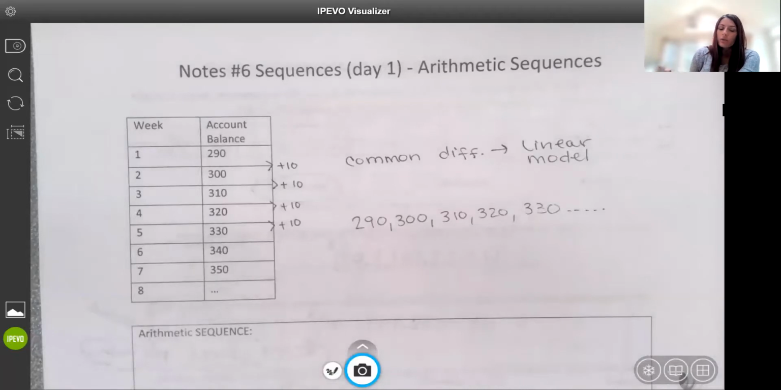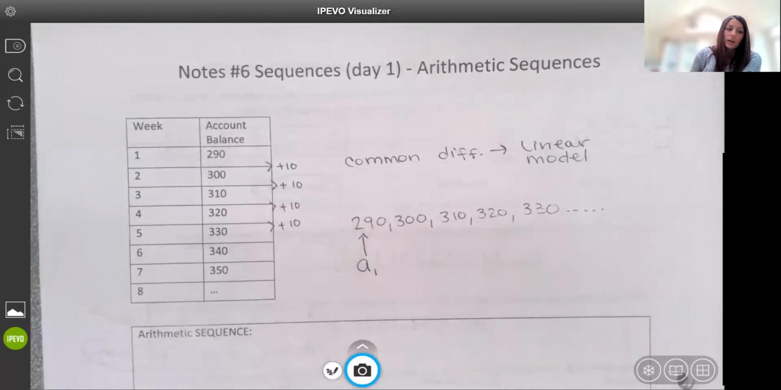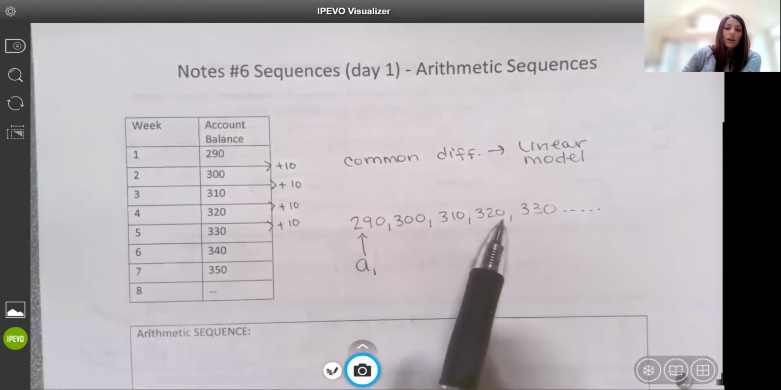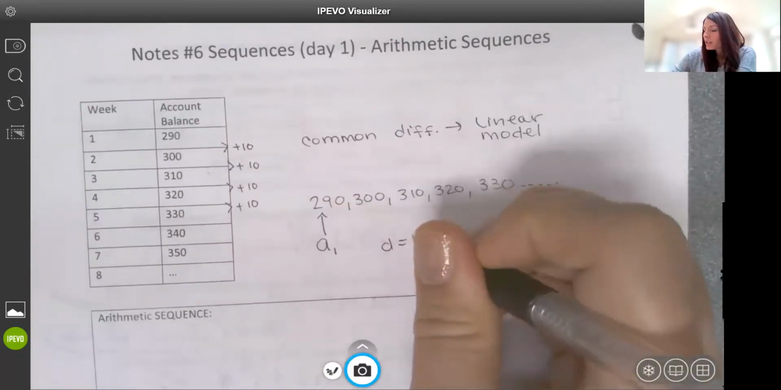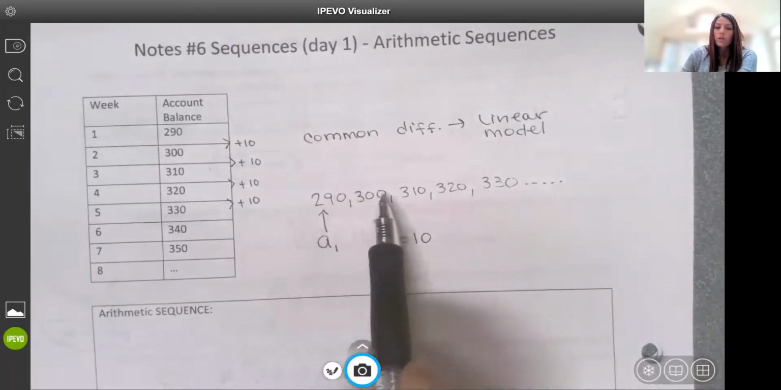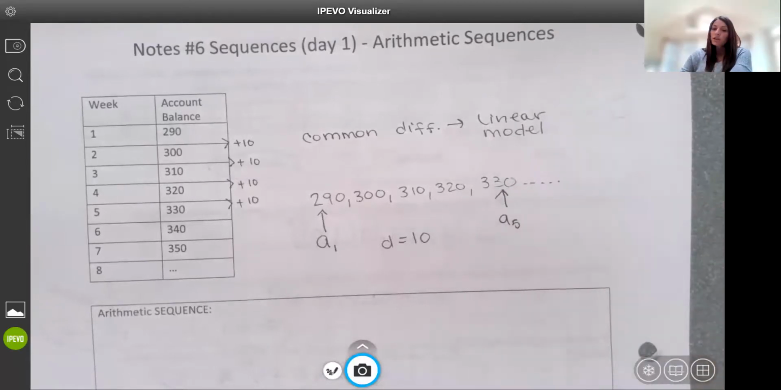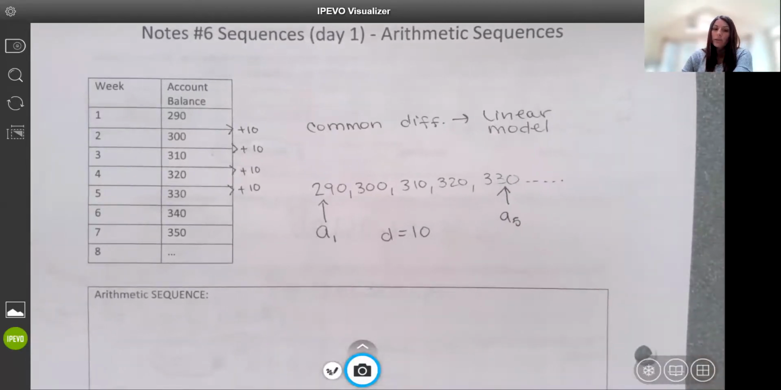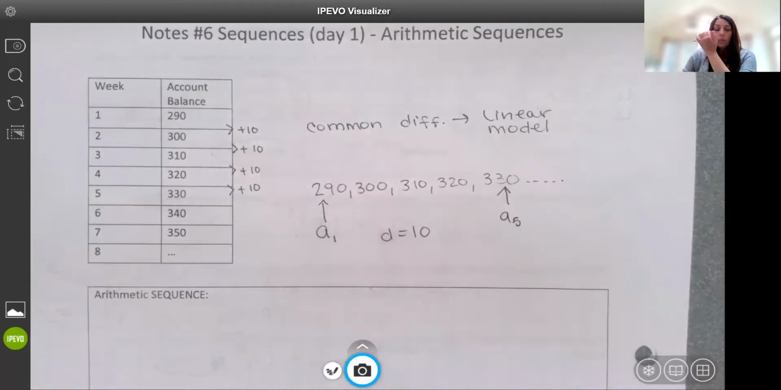So for our sequences, our first term we call A sub 1. So there's A1, this is A2, A3, A4, A5. Okay, my common difference is 10. And so this is 1, 2, 3, 4, this is A5. And I could ask questions like find A45, okay? Find the term 45 is what that would mean. So we get used to this notation while we look at sequences over the next couple of days.